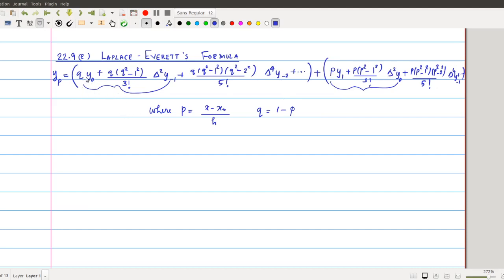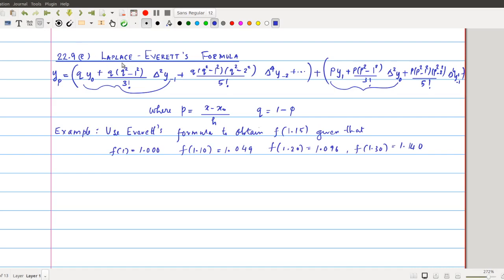This q is obtained from p, that is 1 minus p is equal to q, or the other way, p plus q is equal to 1, and p is obtained from this formula, x minus x naught divided by h. Now we can discuss an example.